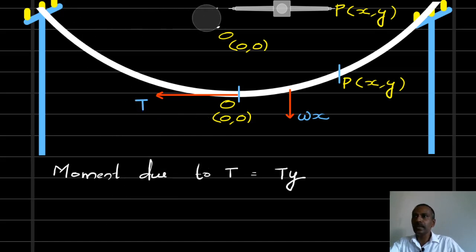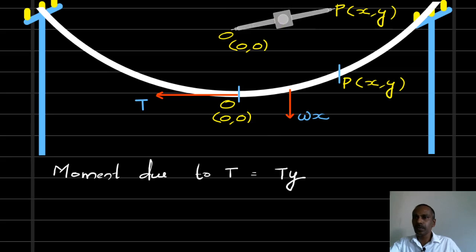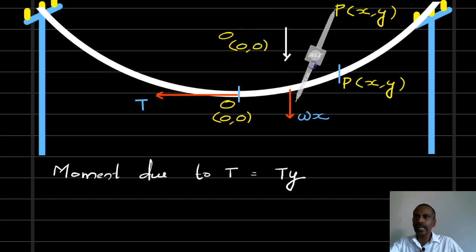Now let's consider the downward force alone. This is the position of the conductor. We'll consider this downward force alone, Wx alone. If there is no leftward pull, this conductor will rotate in this direction.